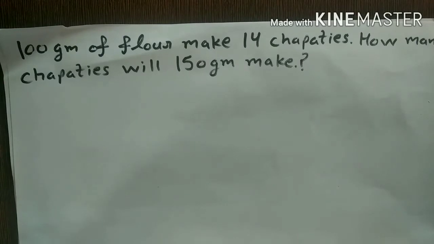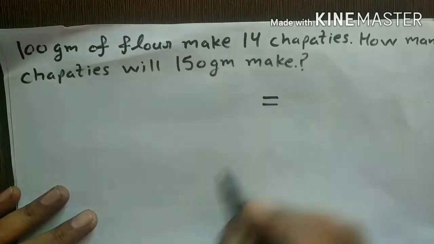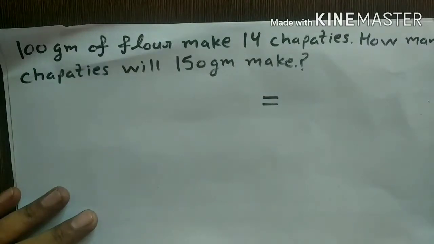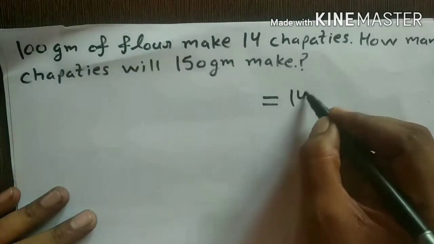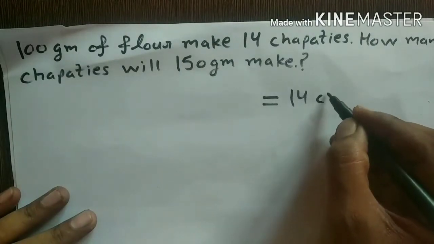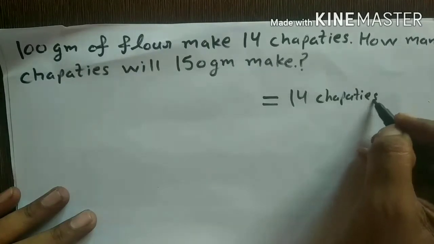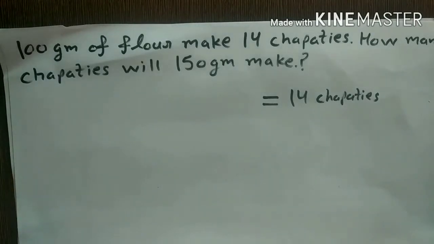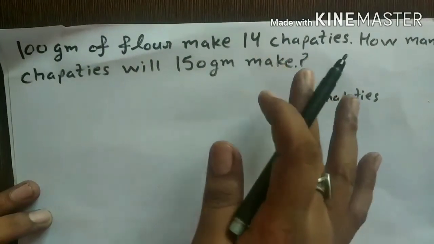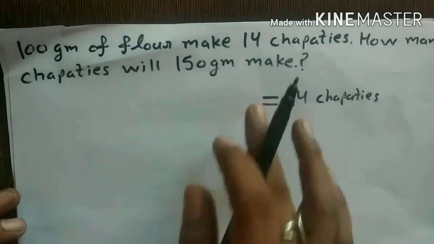Okay, so in order to solve this question, firstly you will mark an equal to symbol and you will write what has been asked or what is given only once on the right hand side of the equal to sign. Okay students, now what is the 14 chapatis? And 14 chapatis can be made with the quantity of 100 gram of flour. So I will make the sentence here.